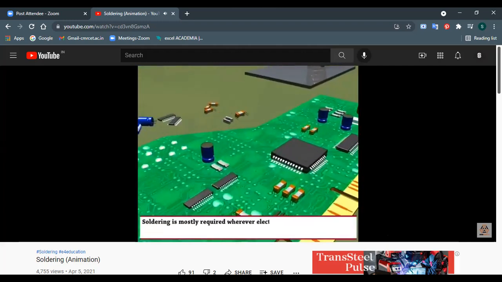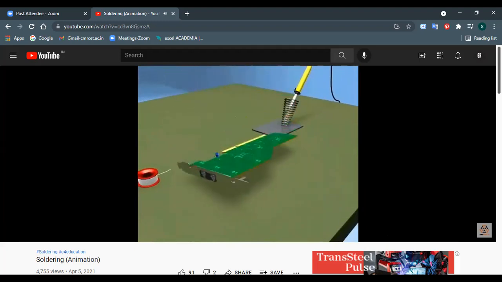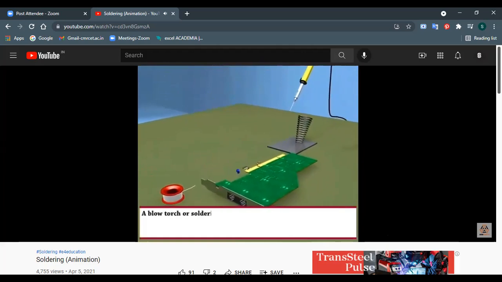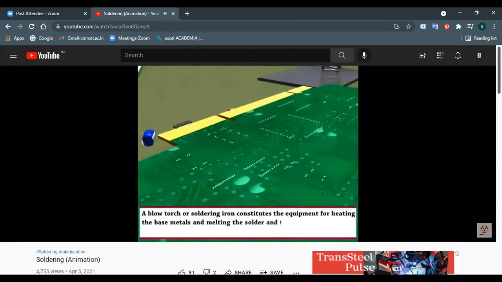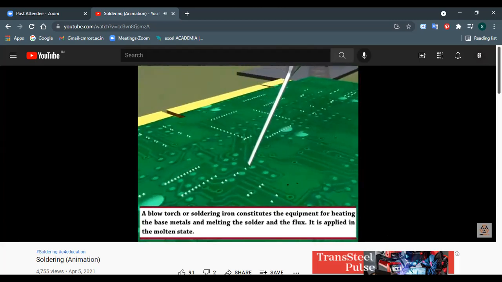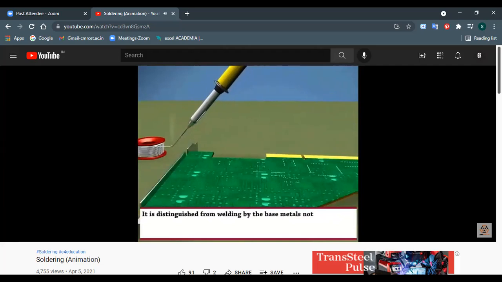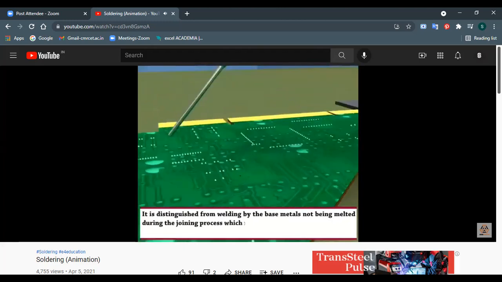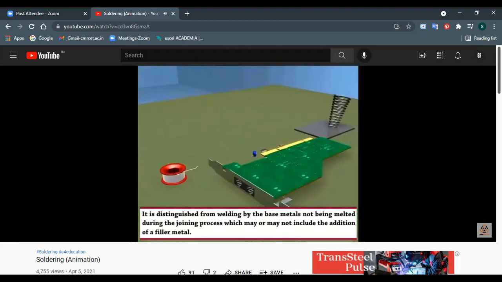Soldering is mostly required wherever electronic components need to be connected to circuit boards. A blowtorch or soldering iron constitutes the equipment for heating the base metals and melting the solder and the flux. It is applied in the molten state. It is distinguished from welding by the base metals not being melted during the joining process, which may or may not include the addition of a filler metal.